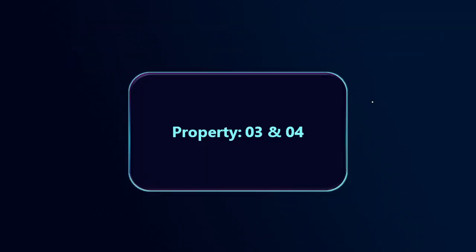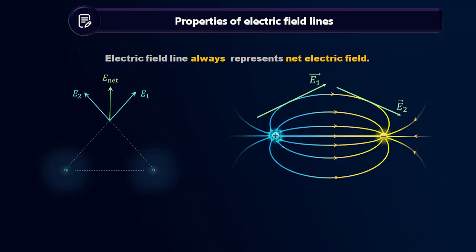Next, property number 3 and 4. Property number 3 says that electric field lines always represent net electric field. So if I want to draw a tangent, here E is not the electric field due to the first or second charge. It is the electric field in the region due to all the charges present, the net electric field. So like this, right?